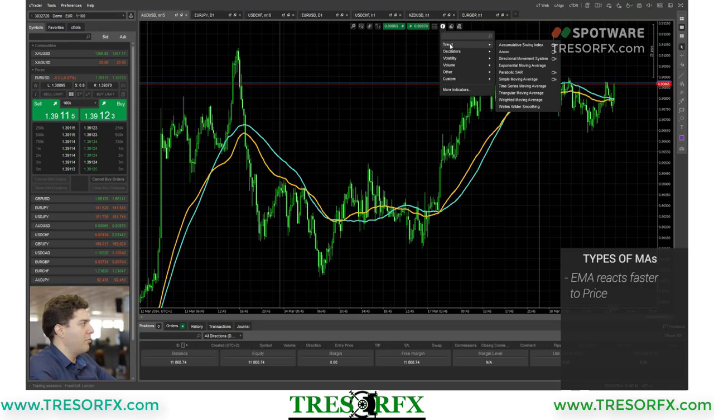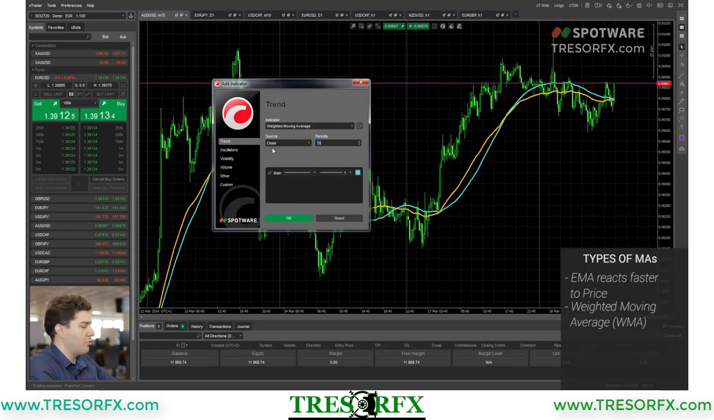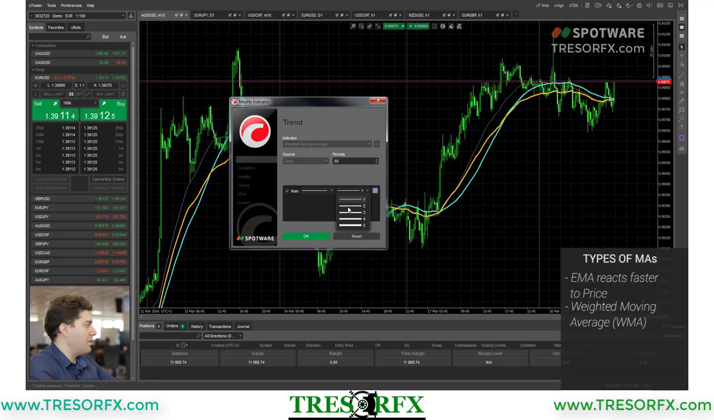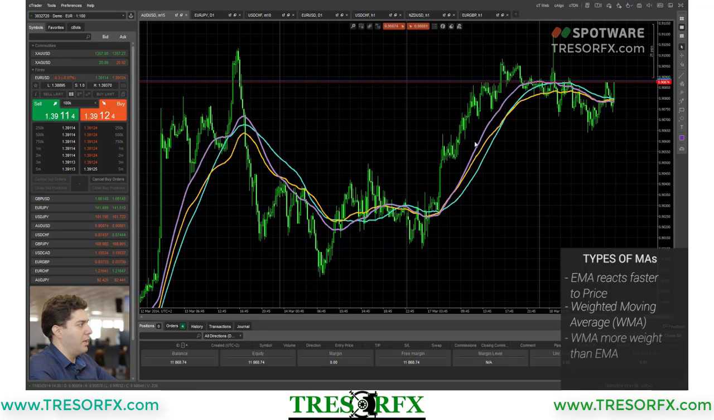The next moving average is the weighted moving average. The concept is the same as the exponential moving average, it just uses a different formula for weighting. In the exponential moving average, the weights go exponentially. This one uses another formula, and this one gives even more weight to the latest prices.